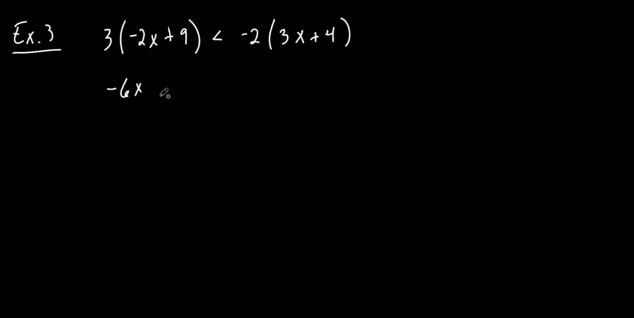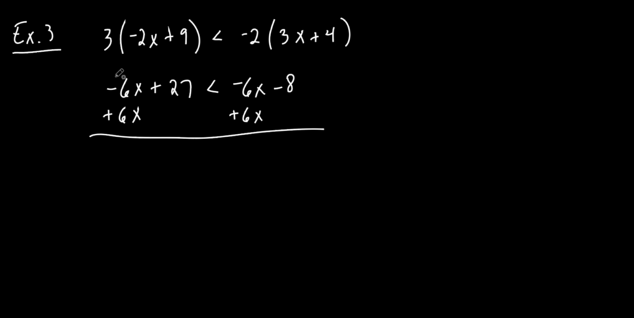Negative 6x plus 27 less than negative 6x minus 8. Add a 6x to both sides. Do you see what weird thing happens right now? Your x goes away, doesn't it? All right, well, let's still keep going. So bring this down. So that says 27 less than negative 8. Look, I don't have any variables. My variables canceled out. So that was kind of weird.